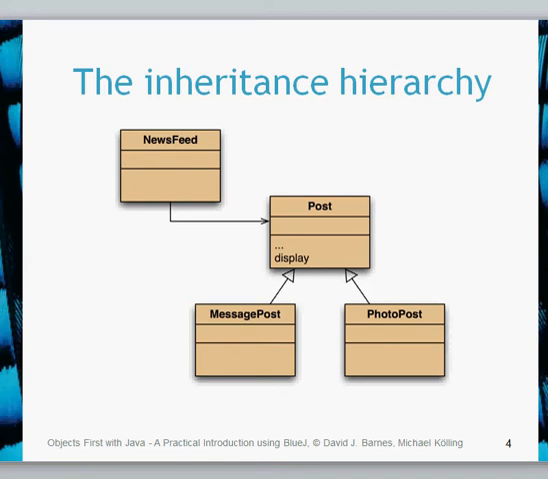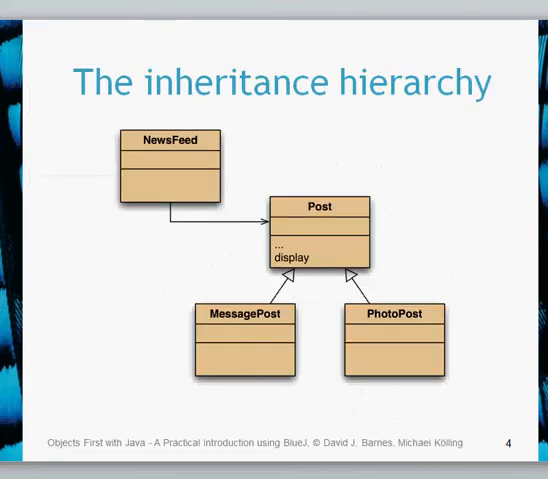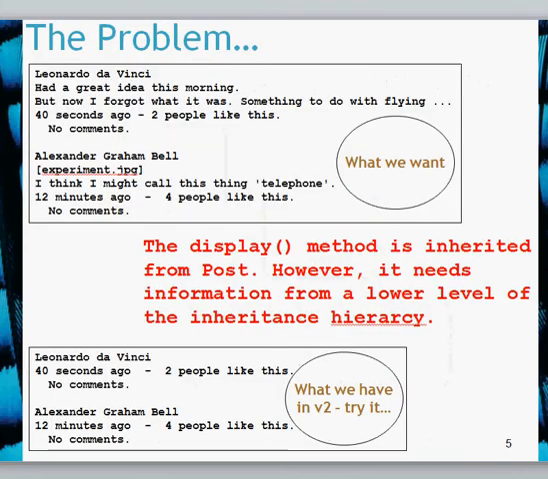Now, when we want to display one of our posts, at the moment the display method is stored in the post class. At the moment we cannot get access to that display in the message post or photo posts. So let's just consider this problem a little further. Here is what we want. We want to be able to access both the message and photo information provided by the photo post and message post, but we also want to be able to access the username and timestamp which are stored in the post. So we've got a bit of a problem here.